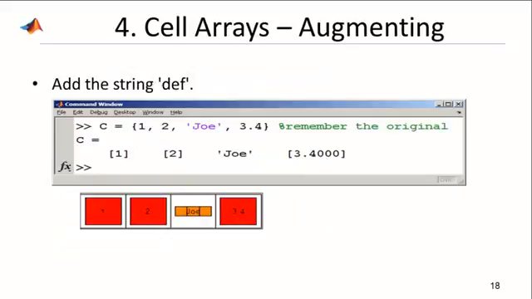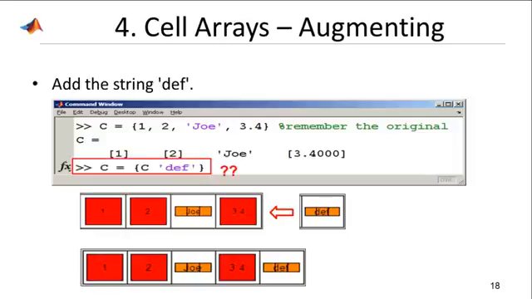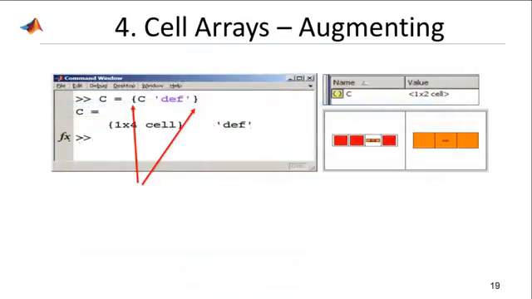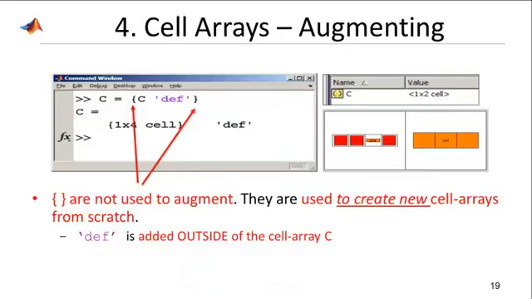For example, suppose we want to add the string def to this already existing cell array. Visually, we want to glue on at the end a def. If we use the curly braces method, curly braces are used to create cell arrays. So we won't end up with the result wanted. Curly braces create a new cell array.